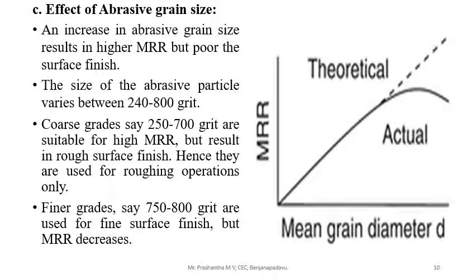And next is fine grains. Fine grains, say 750 to 800 grit sizes, are used wherever they want only a good surface finish and material removal rate doesn't matter. When fine grains are utilized, the main motto is to get a good surface finish, but material removal rate is low. In such cases, fine grains are utilized.